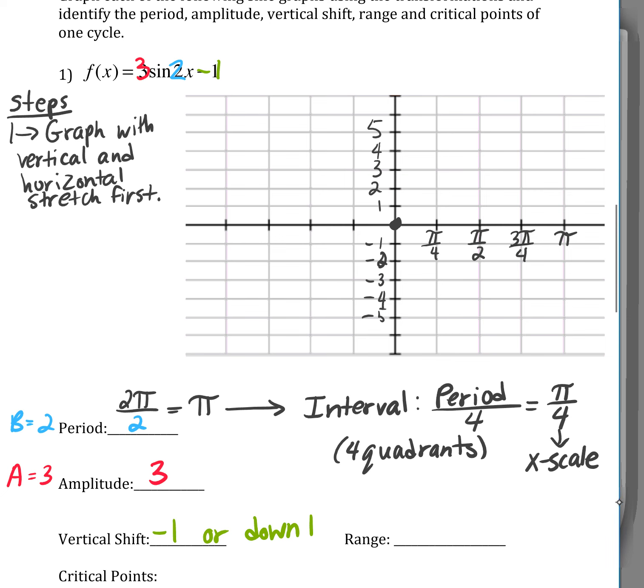So when we go over to our next point, we want to go over to pi over 4 and up 3, because that's our a value or amplitude. We'll go over one more of our intervals and back down to the axis. Go over another one of your intervals on the x scale and go down the amplitude, or down 3, and then go back over one more and up to the axis. So this is the graph. Again, lightly sketch that in before the vertical shift.